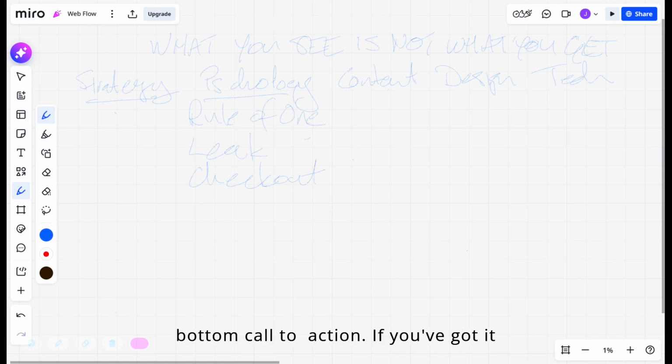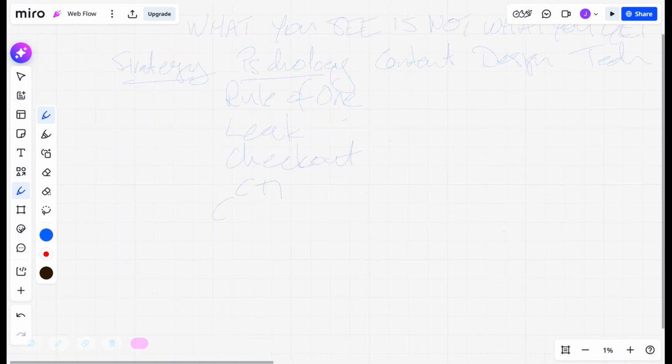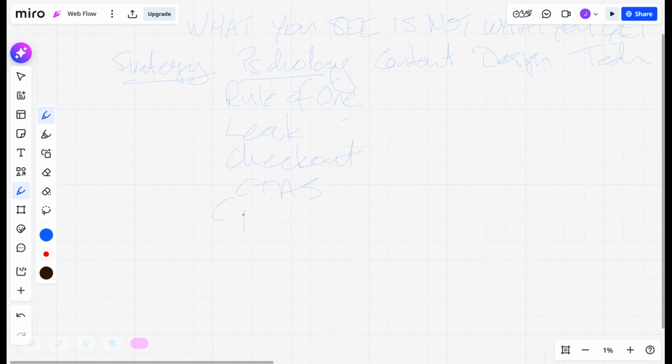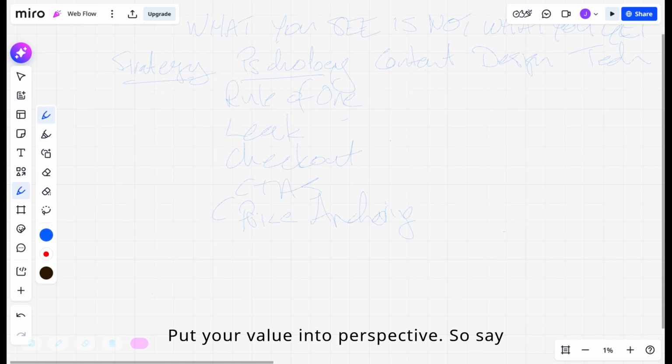If you've got it all through the funnel, then you're giving people multiple opportunities to click that button and move on to the next step. So all sorts of little things there. So what am I talking about? Checkout, CTAs. Another one is what we call price anchoring, and you may have heard of this one as well. It's a very common psychological, it's not a trick, it's just helps put your value into perspective.